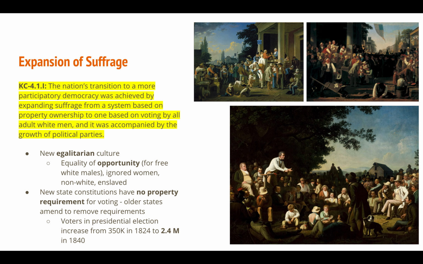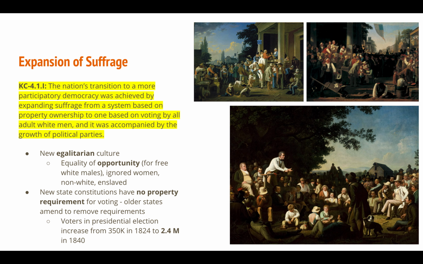So the key concept here says the nation's transition to a more participatory democracy was achieved by expanding suffrage from a system based on property ownership to one based on voting by all adult men, and it was accompanied by the growth of political parties. So this has to do with the growing egalitarian culture that everyone is seen as an equal, regardless of how much money or property one has, or doesn't have.